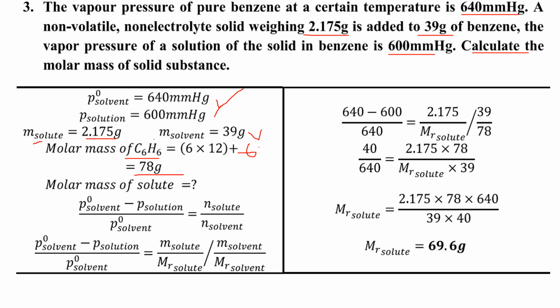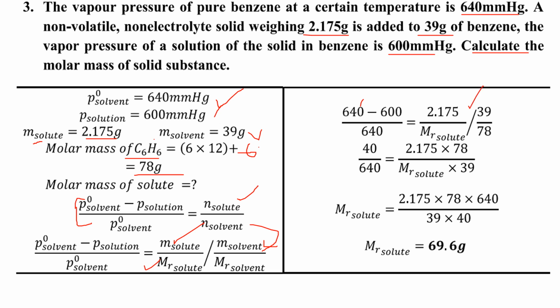So as given by the formula, change in vapor pressure of the solution divided by the vapor pressure of the solvent should be equal to the mole fraction of the solute, which we get by given mass divided by molar mass of the solute, divided by mole fraction of the solvent, which you also get by given mass divided by its molar mass. So substituting, this is going to be 640 less 600 divided by 640 is going to be equal to this.